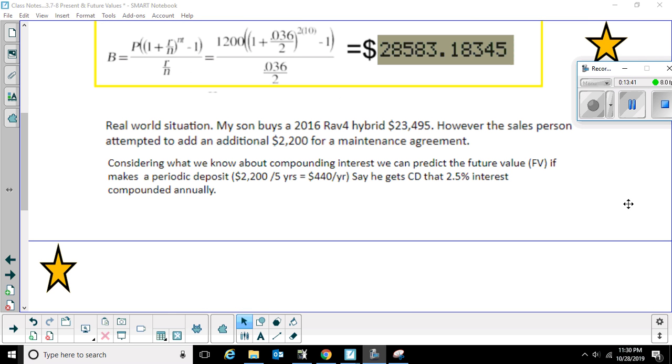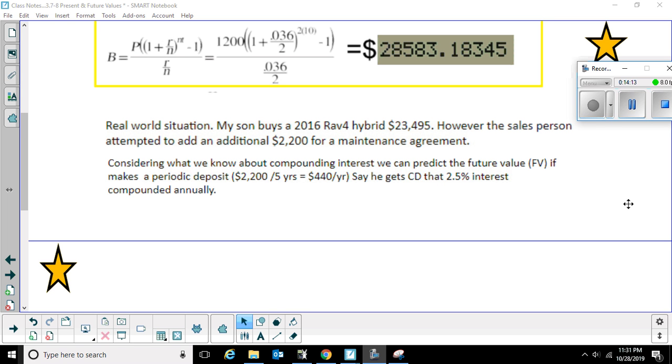All right, so here's our final question. A real world situation. Recently my son bought a 2016 RAV4 hybrid, and he got a really decent price, $23,495. And the salesperson, an honest guy up to this point, tried to slip in a $2,200 maintenance agreement. This was an add-on, not something that we needed.